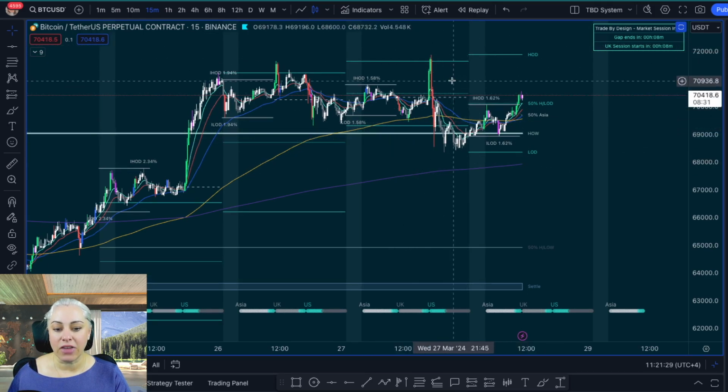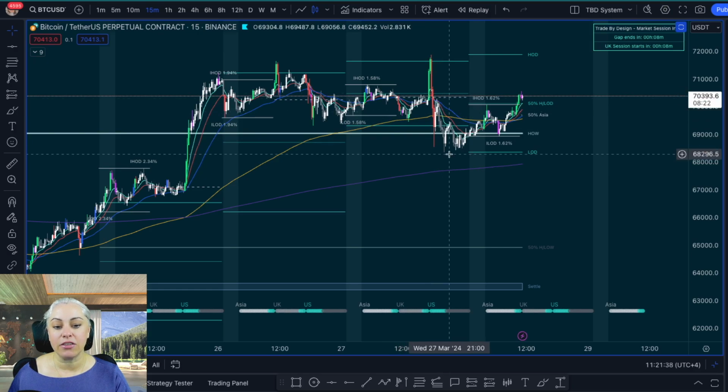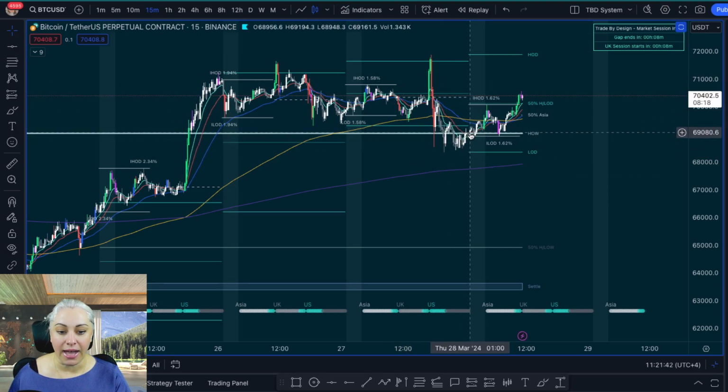What would need to have happened there would be a change in structure. So we would have needed to see after this, which was obviously a stop hunt, some change in structure with lower lows and lower highs and a failure to get back above the high of the week.